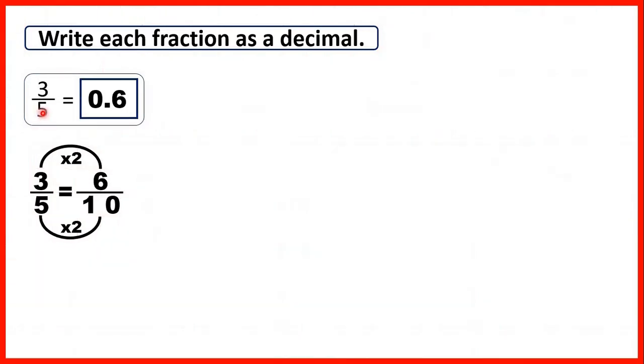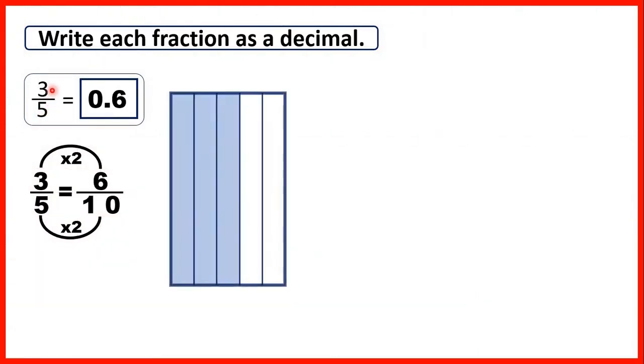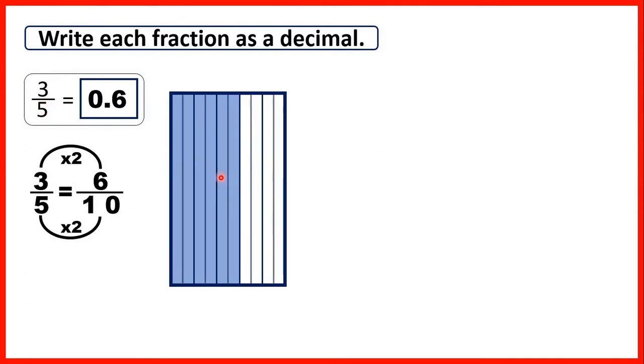So let's have a look at this first question. We had 3/5. We found that that was equivalent to 6/10, and notice the same amount of the rectangle or fraction bar is shaded blue, but splitting it into tenths is important because tenths have a decimal place value, so we could write that as 0.6.